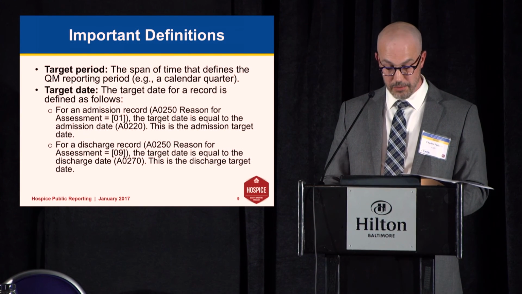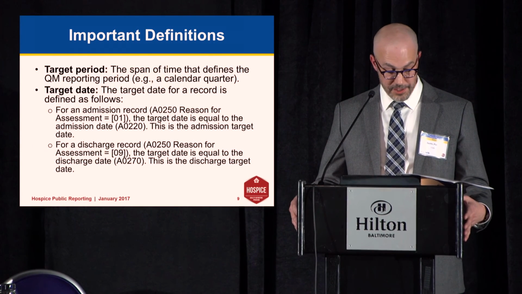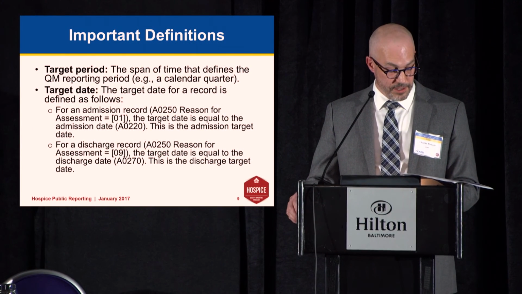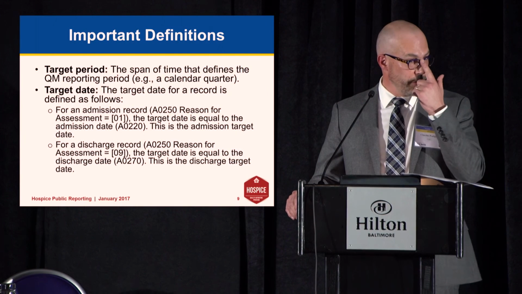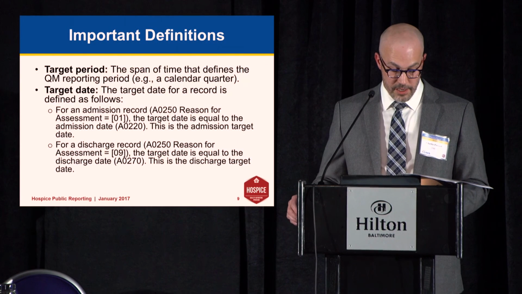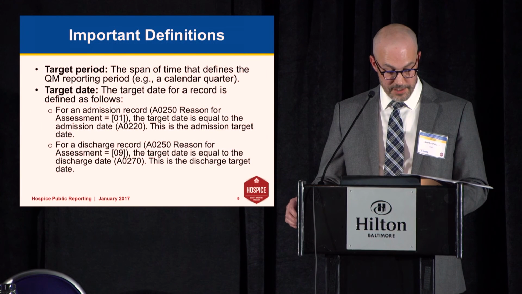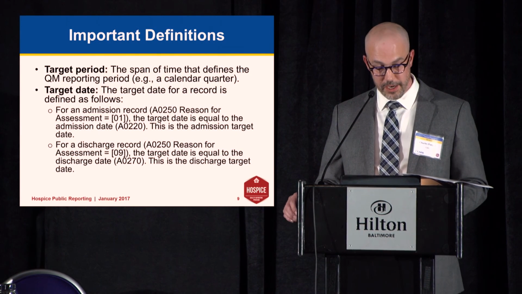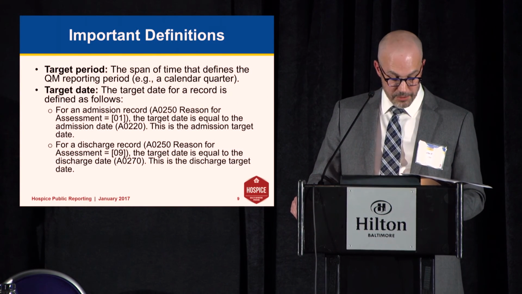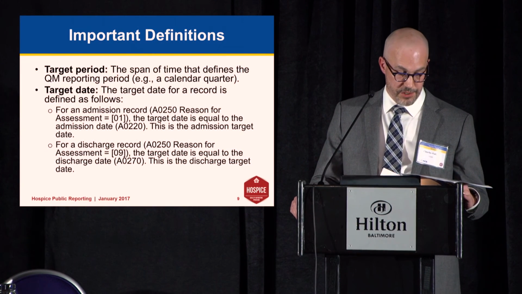Target period, which is the span of time that defines a quality measure reporting period, such as a calendar year quarter. The target date for a record is defined as follows. For an admission record, when you choose under A0250 the reason for an assessment as 1, the target date is equal to the admission date, which is A0220. That's the admission target date. And on a discharge record, when you choose 09 as the reason for assessment, the target date is equal to the discharge date, which is A0270, and that's the discharge target date.